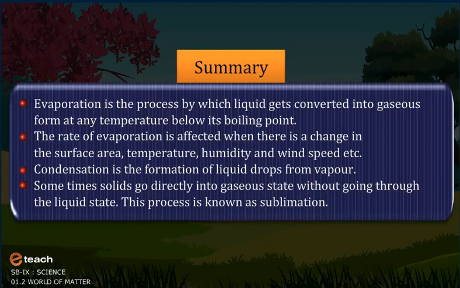Summary. Evaporation is the process by which liquid gets converted into gaseous form at any temperature below its boiling point. The rate of evaporation is affected when there is a change in the surface area, temperature, humidity, and wind speed, etc. Condensation is the formation of liquid drops from vapor. Sometimes solids go directly into gaseous state without going through the liquid state. This process is known as sublimation.